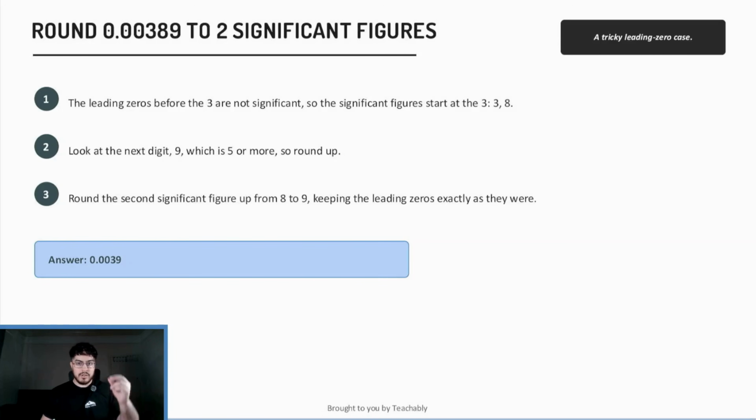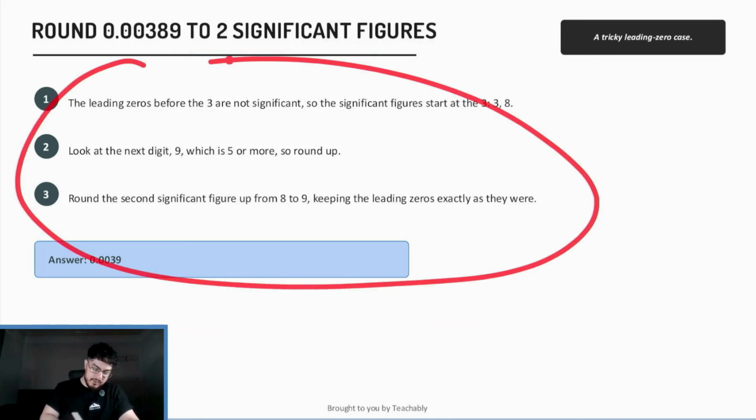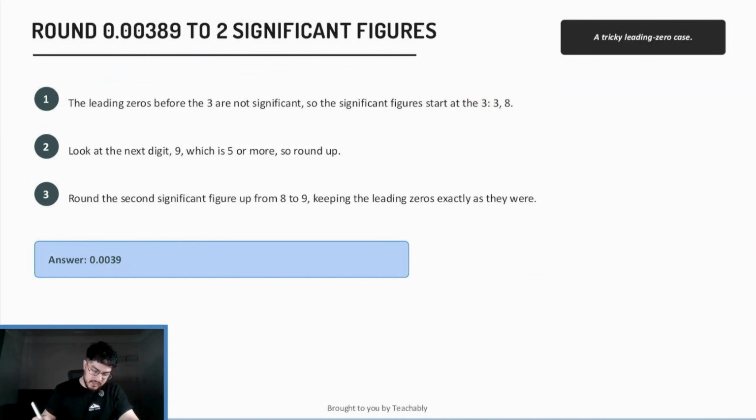Moving on. Rounding 0.00389. It's as if it read my mind, right? It's as if I didn't write these lesson slides. To two significant figures. So we'll talk about this for a second, but let's look at this anyways. So it's saying 0.00389. Now, again, not significant, not significant, not significant. We are starting the significance from here. So that's the first significant figure. This is the second significant figure. We draw a line in the sand.